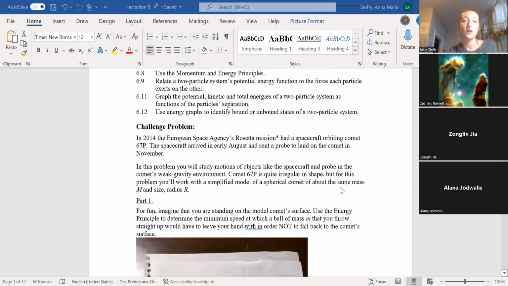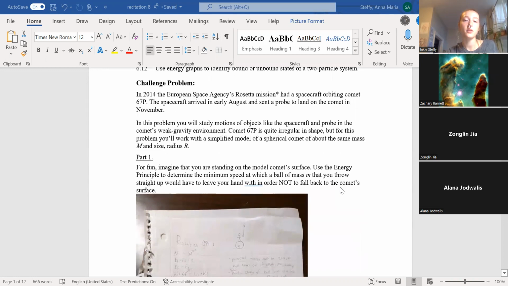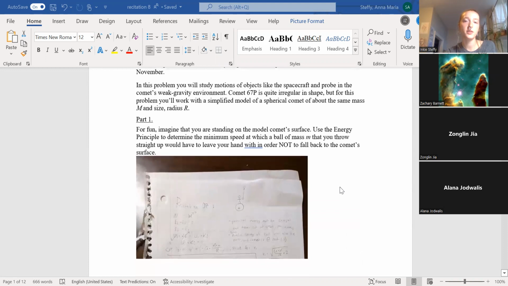We're standing on the model comet's surface. Use the energy principle to determine the minimum speed at which a ball of mass m that you throw straight up would have to leave your hand in order to not fall back to the comet's surface.